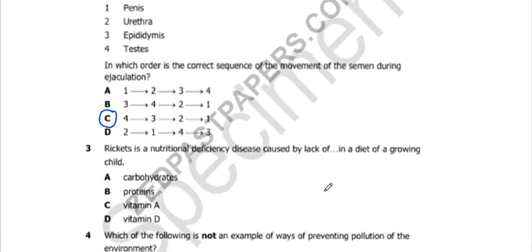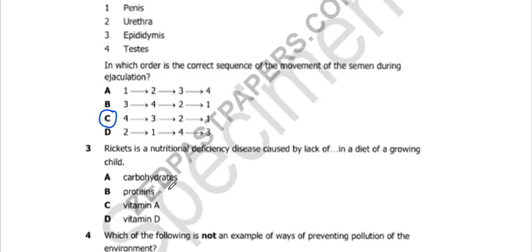Question number 3. Rickets is a nutritional deficiency caused by lack of dash in the diet of a growing child. For A, carbohydrates, what happens when you don't have carbohydrates? You might have a condition known as hypoglycemia, which is lacking enough carbohydrates in your body. When you don't have proteins in your body, you would have a condition known as kwashiorkor.